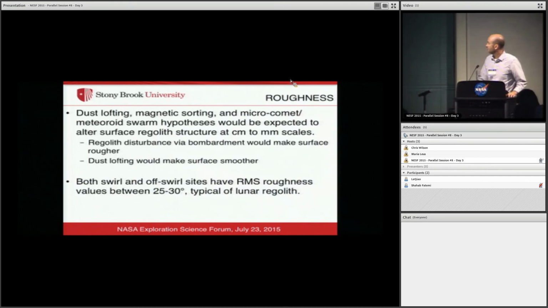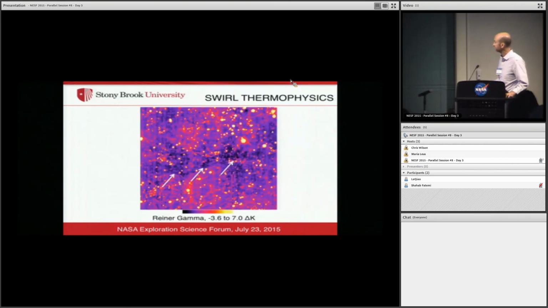So what we would see here is that both off-swirl and on-swirl sites have these RMS surface roughnesses that are typical of lunar regolith, and we can't use this as a mechanism, any mechanism that would change the roughness of the swirls. We have to account for that because we don't see it in the data. We can also look at nighttime cooling.